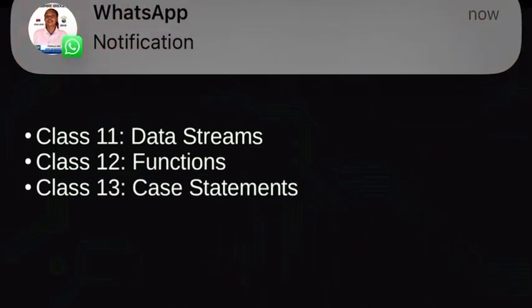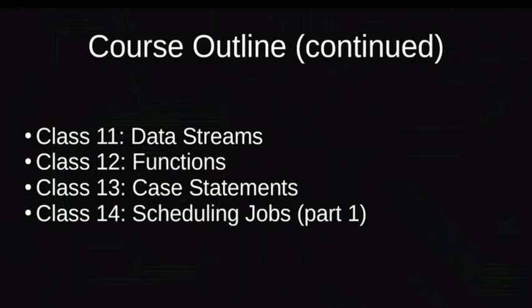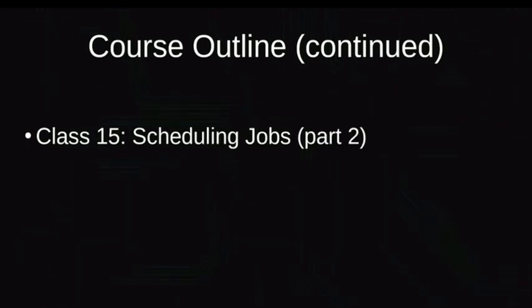Class number 13 is all about case statements, and this essentially allows us to create a menu from which the user can actually select an option, and then the script responds accordingly. In class number 14, we take our first look at scheduling jobs. So this class is part 1 of a 2-part class that goes over exactly that. In class 15, we continue our look at scheduling jobs.